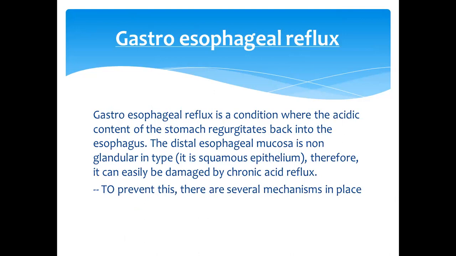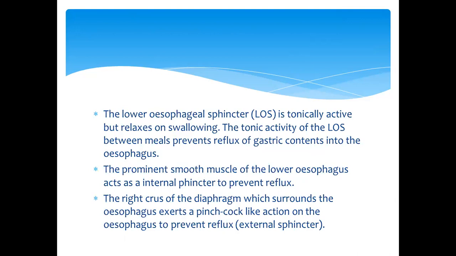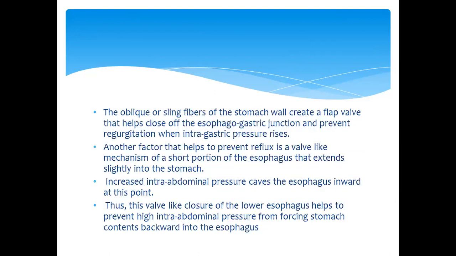in which acidic content of the stomach gets back into the esophagus by the acid reflux. To prevent this, there are several mechanisms. One is the pinch-cock mechanism, the prominent smooth muscle of the lower esophageal sphincter, which prevents the reflux. The right crus of the diaphragm acts around the esophagus with a pinch-cock like action to prevent the reflux. The flap-like mechanism helps to close off the esophageal-gastric junction and prevents regurgitation.